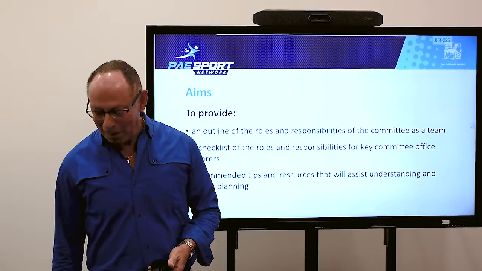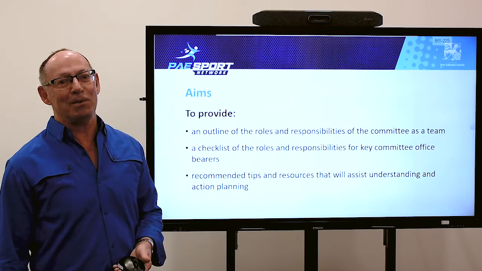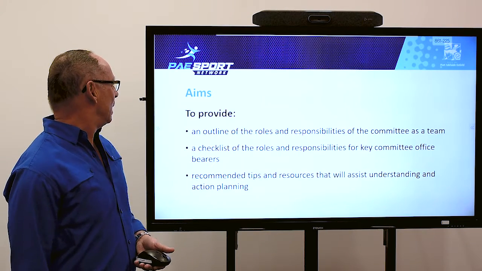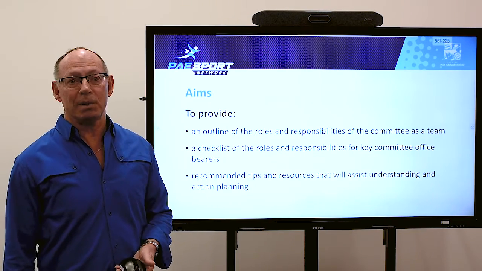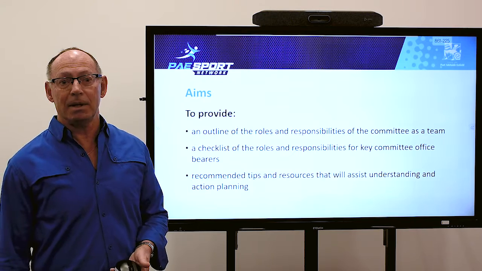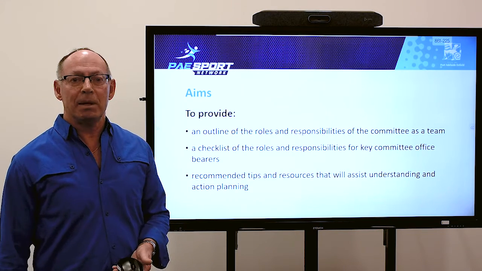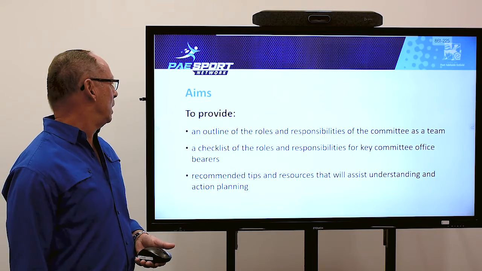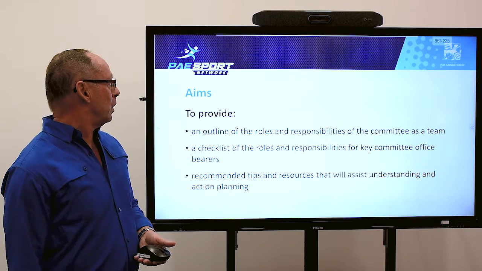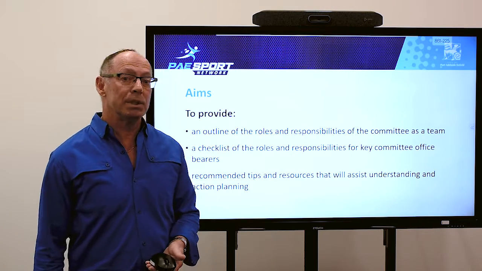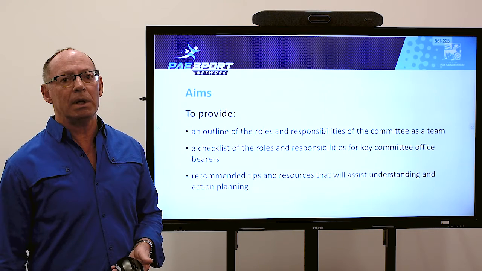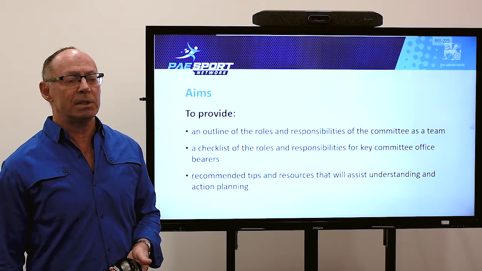So we've got some formal aims, as it were, which I think are important for you to realise what we're doing. The first one is an outline of the roles and responsibilities of a committee as a team. I think the word team is quite important because we often think of our sporting groups as teams, but committees should operate as a team as well. Next, a checklist of the roles and responsibilities for key committee office bearers. So there are a couple that we feel need a little bit of specialisation and a bit of attention.